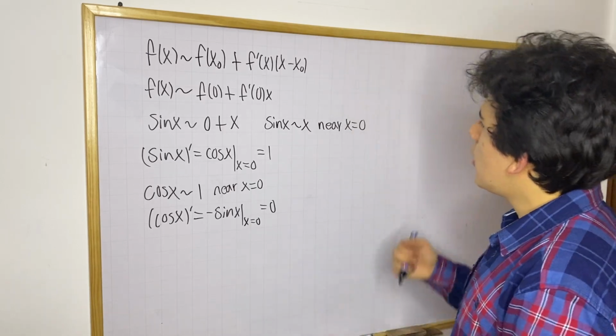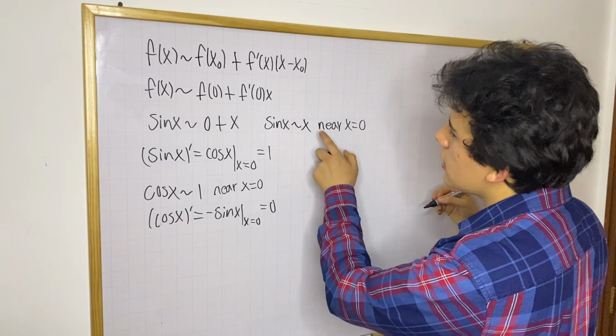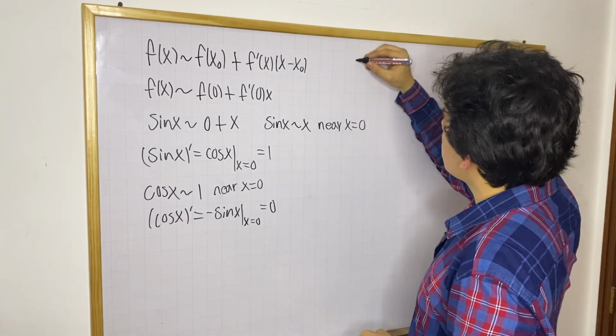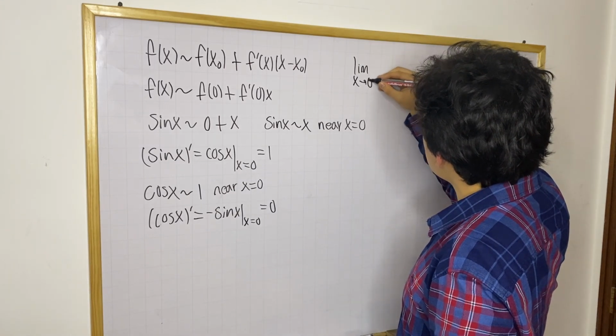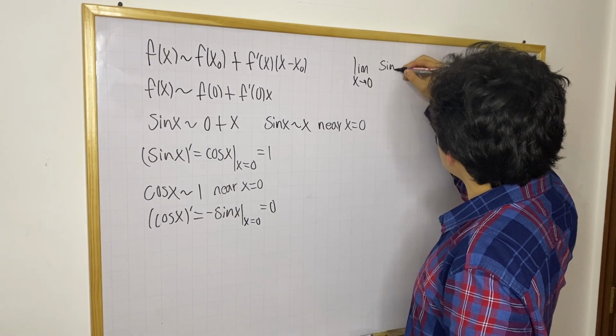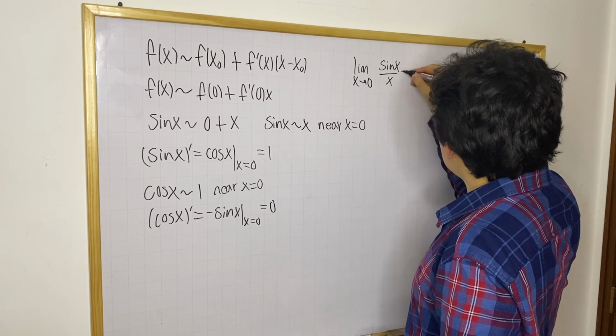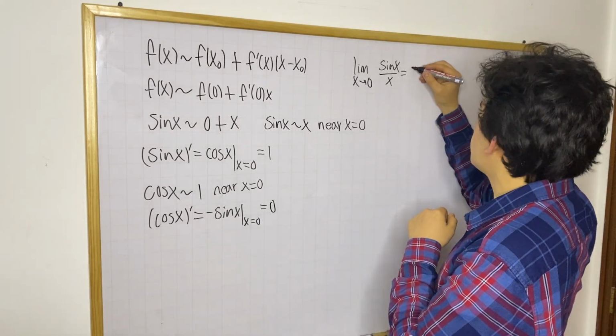and something that I want to explain now is two very common limits using these approximations. So I'm going to do that over here. There's a pretty cool limit: the limit as x approaches 0 of sine x over x is going to be equal to 1, okay?